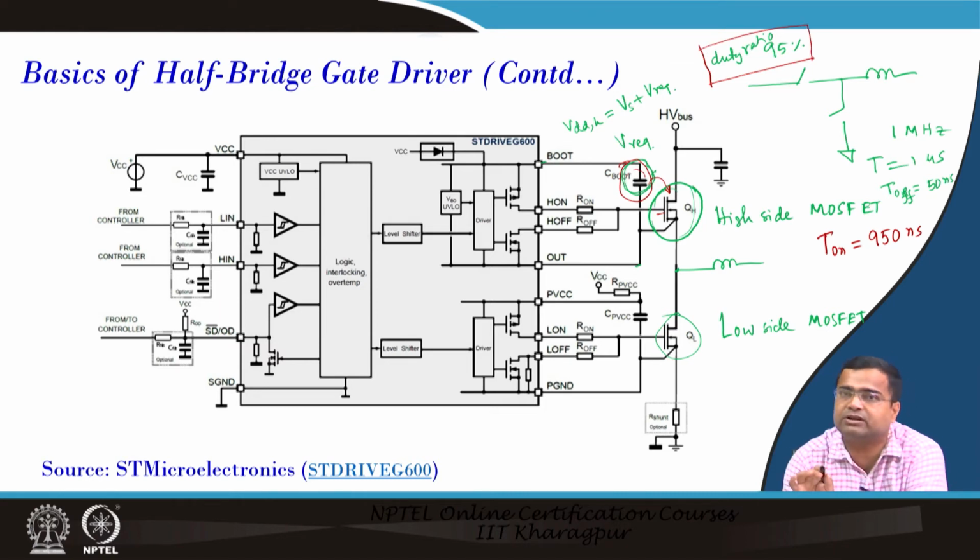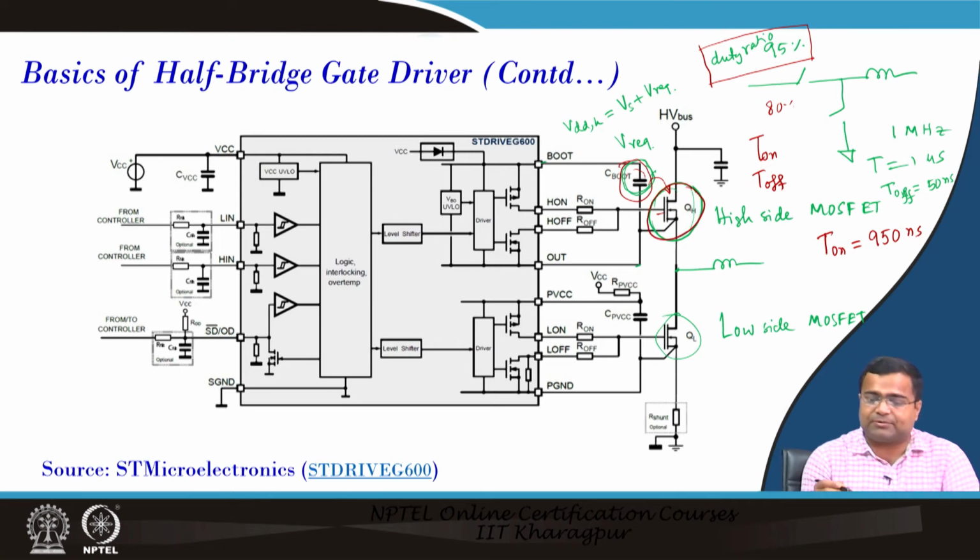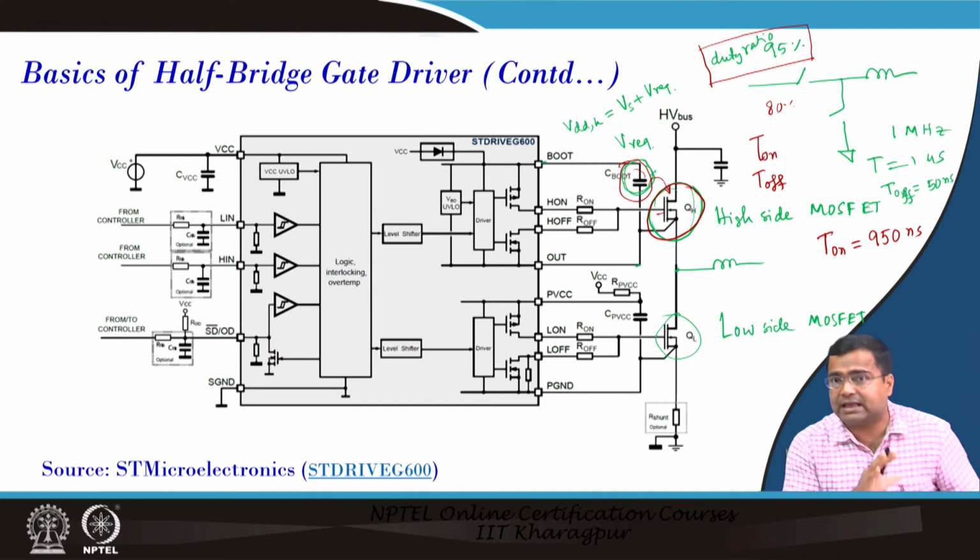That means you may not reach 95%, some products may go to around 80% or so. It all depends on what your time period is and what the absolute on time or absolute off time is. Those will decide the bootstrap capacitor design. But in summary, for the high side circuit we may require a bootstrap capacitor to solve this. But there is another approach.